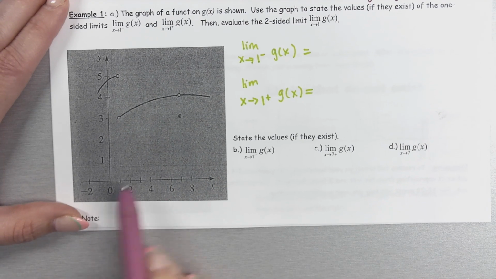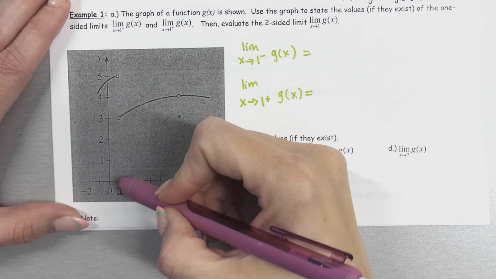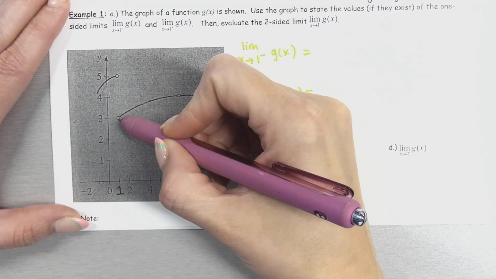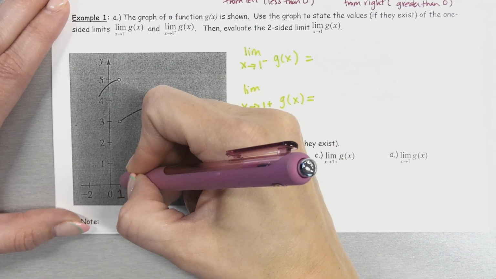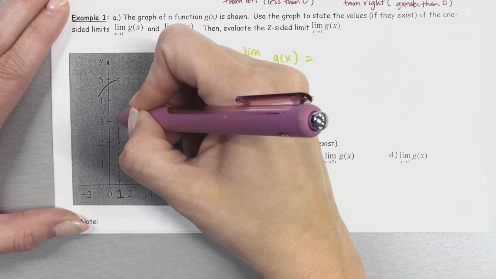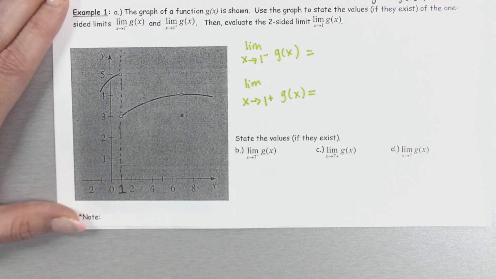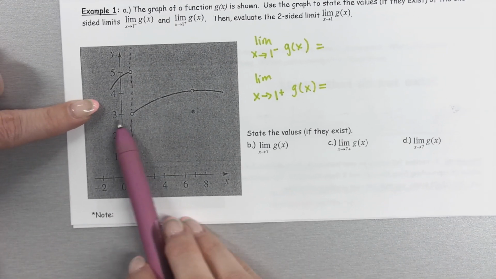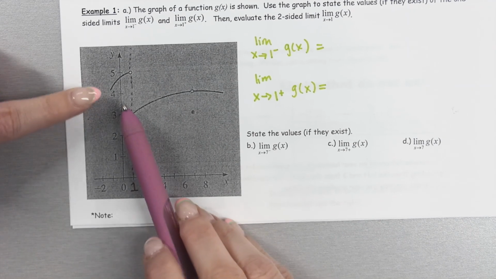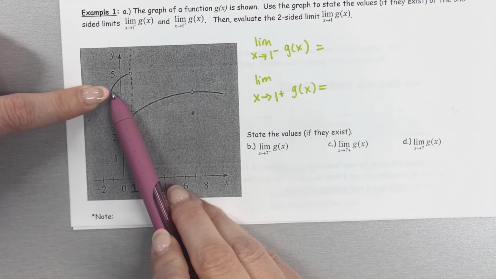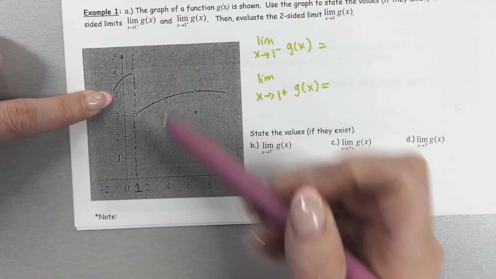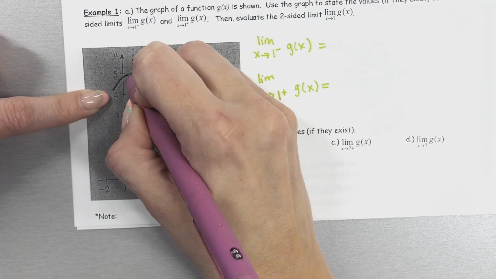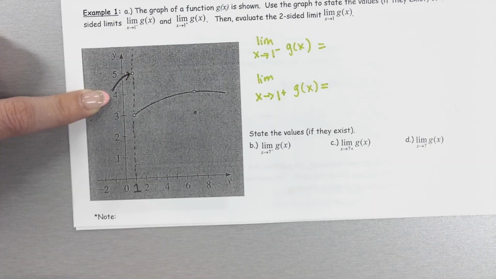Okay, so if you look at your x value of 1, it's right here. So I'm just going to follow that straight up. You're going to have to look at this line from the left and from the right. If I'm approaching 1 from the left side, I can't follow this line. There's nothing over here. I have to follow this one. So as I'm approaching this from the left side, I'm getting closer and closer to which y value?